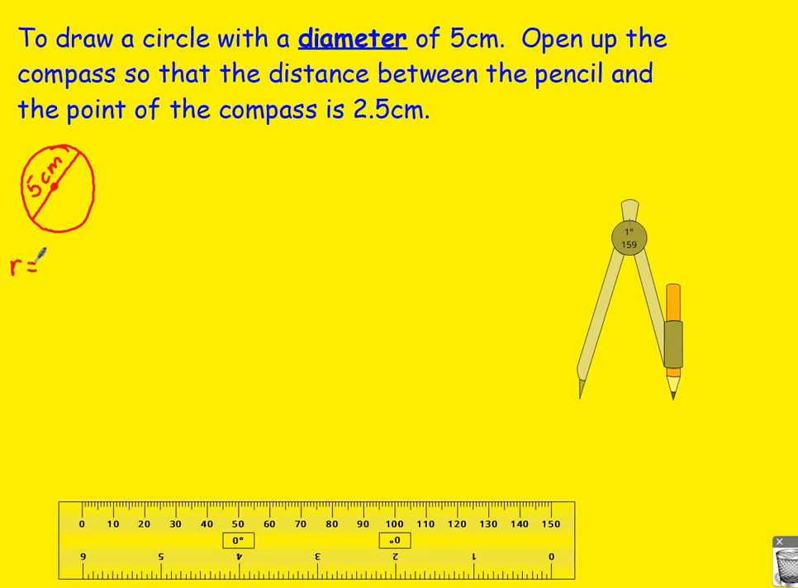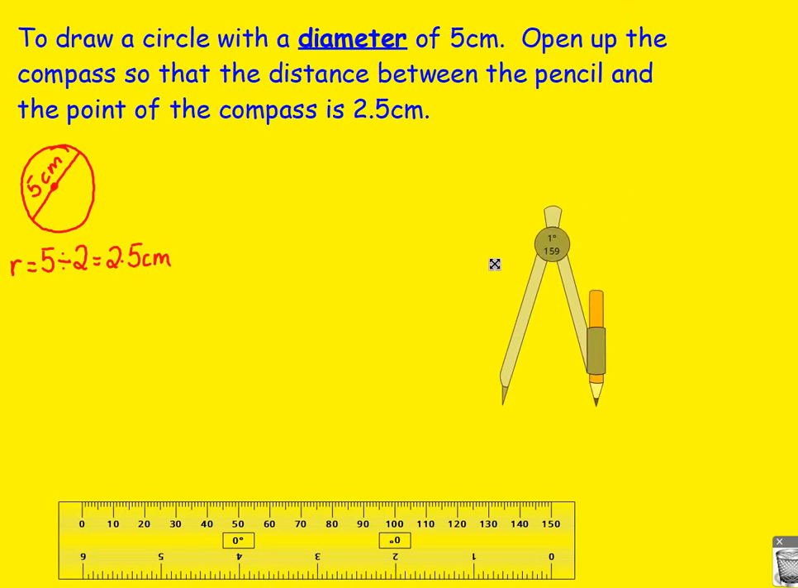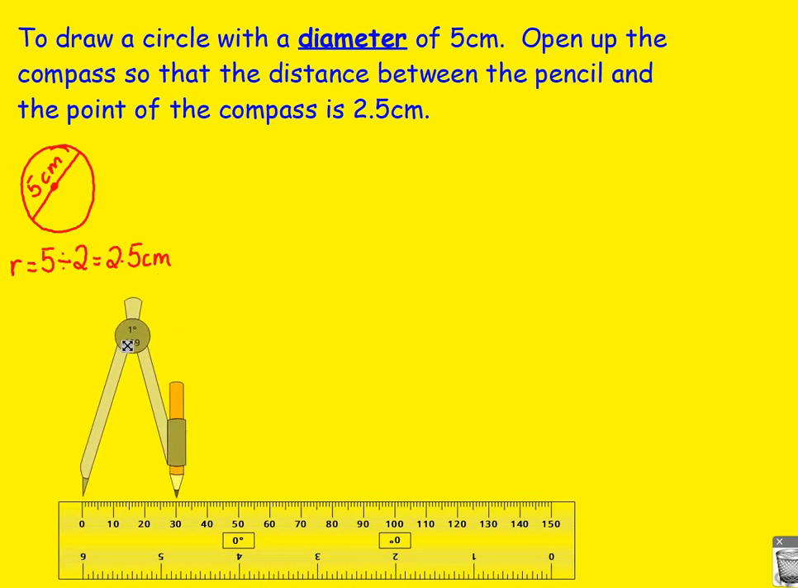So to find the radius, I'm going to take my diameter, which is 5 centimetres, and divide it by 2 or halve it. So half of 5 is 2.5 centimetres. So I now need to open up my compass to 2.5 centimetres. Point the compass at 0, and let's bring this in now to 2.5.